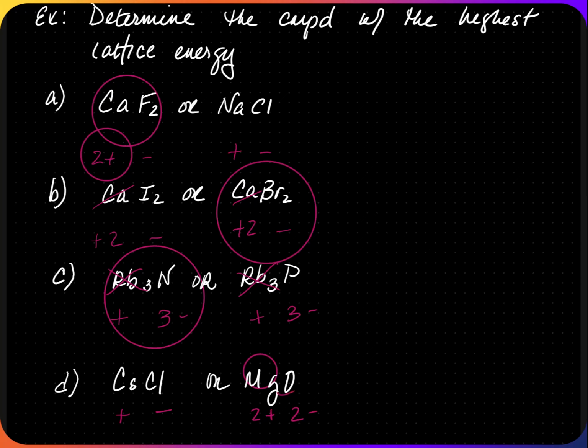However, since magnesium and oxygen have a greater charge, this will have the highest lattice energy. For lattice energy, you need to understand the relationship of the equation. You will not be given values to calculate lattice energy, but you need to understand that E is proportional to the cation charge and the anion charge multiplied, and inversely proportional to the distance between the ions.